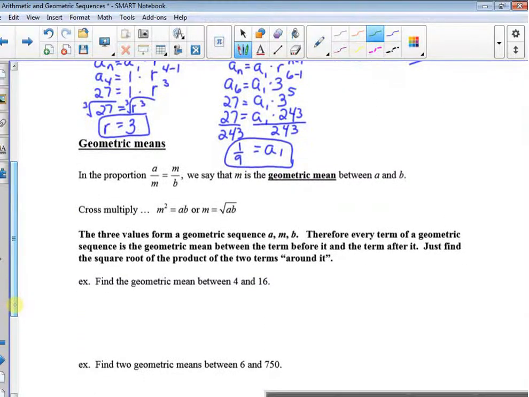All right, last topic here, geometric means. From geometry, in the proportion A over M equals M over B, we say that M is the geometric mean between A and B. Cross multiply, M squared equals AB, or M is equal to the square root of AB. The three values form a geometric sequence, A, M, B. Therefore, every term of a geometric sequence is the geometric mean between the term before and the term after it. So just find the square root of the product of the two terms around it.